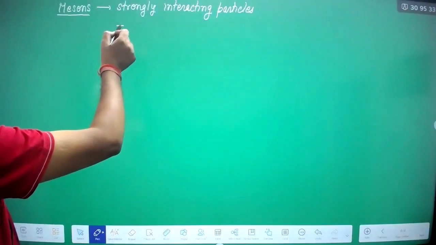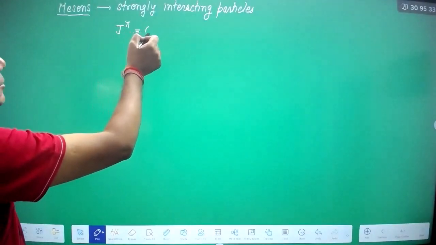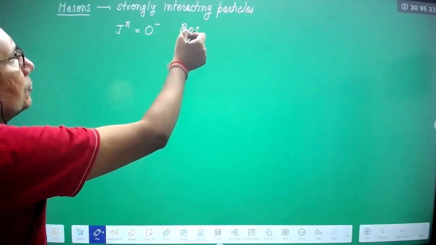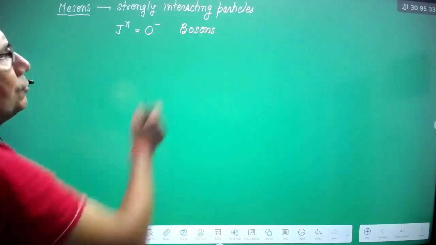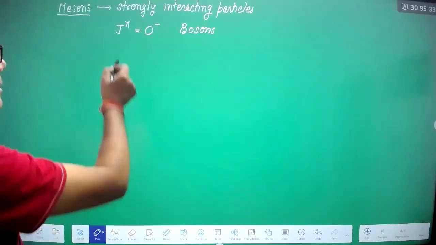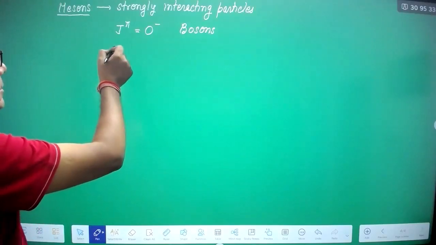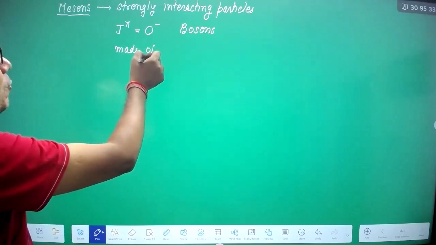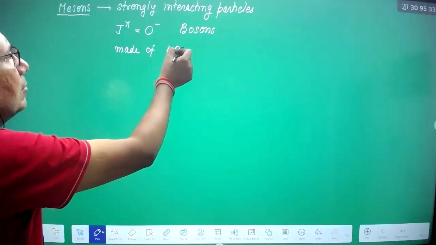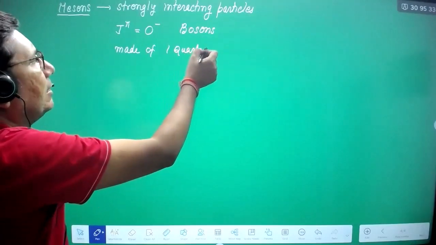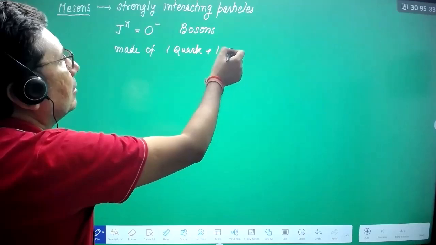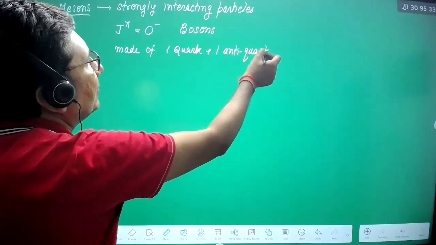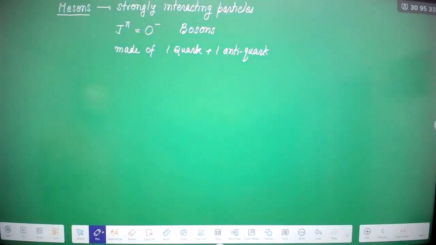If you look at their spin and parity, that is 0 minus. So what type of particles are they? They are bosons. Next, they have an internal structure: they are made of one quark and one antiquark.